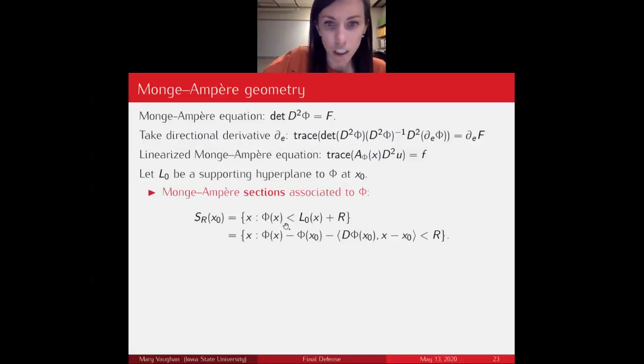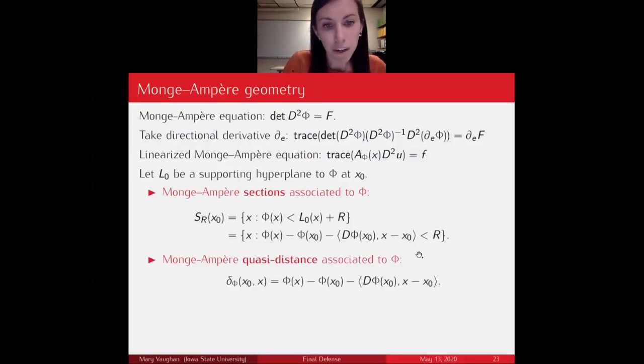If you bring the L naught to the other side, and we know how to write down what a supporting hyperplane is, we have this expression, and that is exactly the Monge-Ampère quasi-distance associated to phi. So the distance between a point x naught and x is phi of x minus the supporting hyperplane. And this is indeed a quasi-distance, meaning that it satisfies the triangle inequality, but with a constant in front, where that constant is bigger than or equal to 1. The other thing is that this is not symmetric, which brings additional challenges when you work with this.